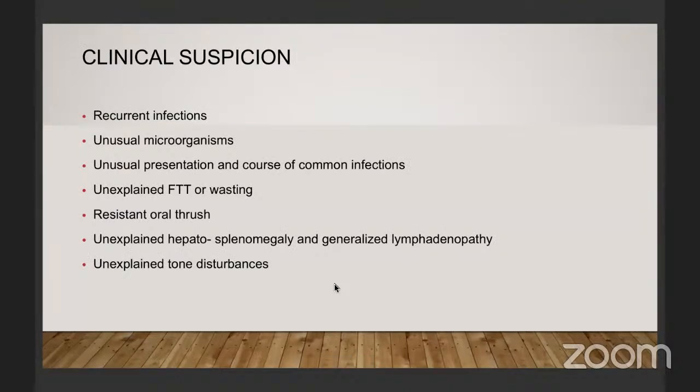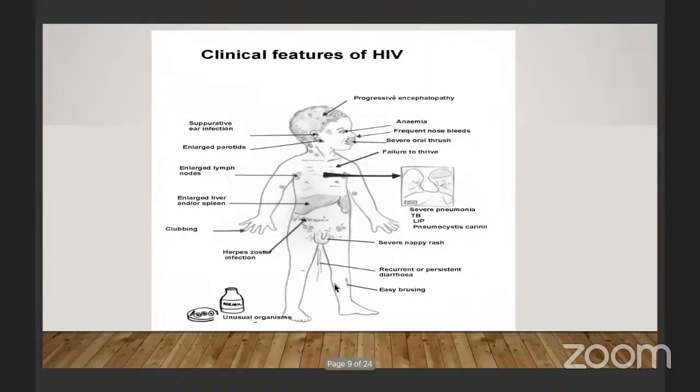Good day, everyone. I'm Kanye Samtebule, and I will continue with the presentation from clinical suspicion of HIV in children. So a child may present with recurrent infections, unusual microorganisms, unusual presentation and course of common infections, unexplained failure to thrive or wasting, resistant oral thrush, unexplained hepatosplenomegaly and generalized lymphadenopathy, unexplained tone disturbances.